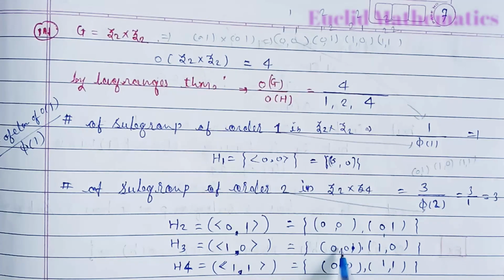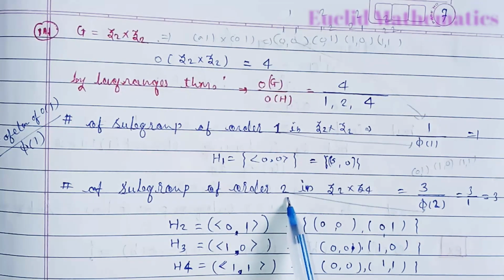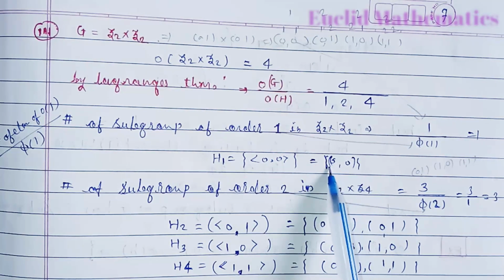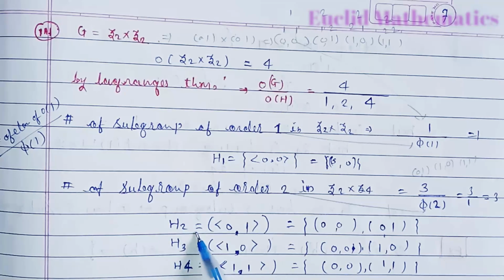So (1,0) always generates the identity element. So I got H2, H3 and H4, 3 subgroups of order 2. Already the identity is an element whose subgroup is of order 1. So the identity subgroup, and H2, H3, H4, these 3 subgroups. In total I found 4 subgroups.